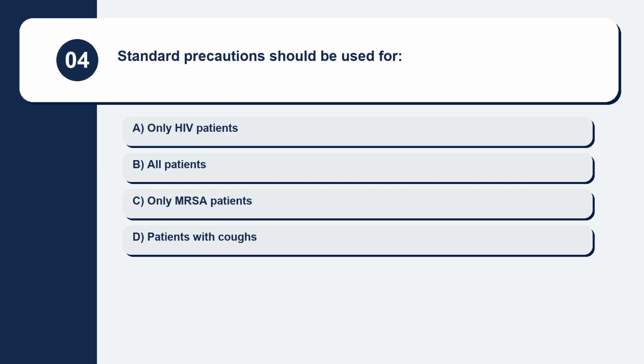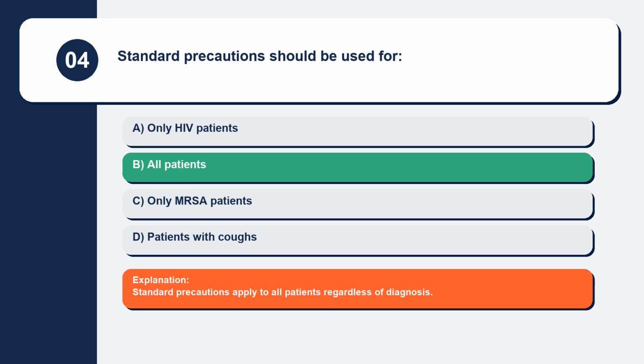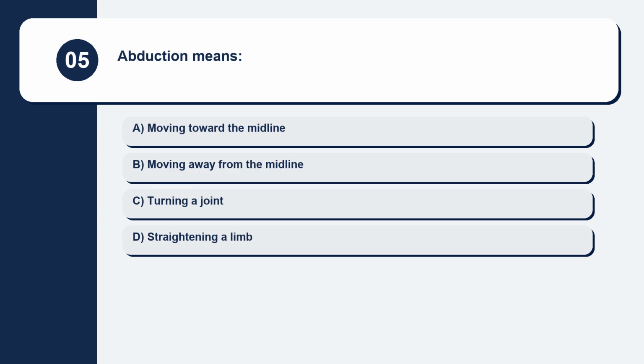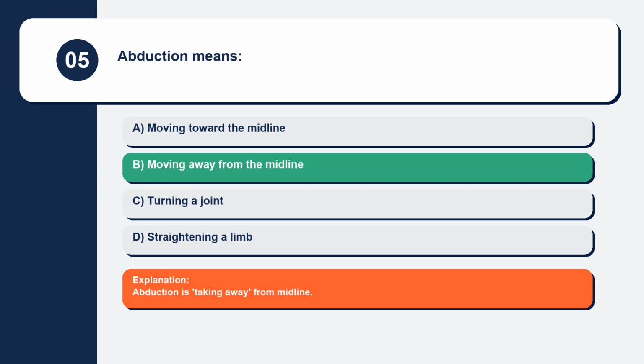Question 4. Standard precautions should be used for only HIV patients, all patients, only MRSA patients, patients with coughs. Standard precautions apply to all patients regardless of diagnosis. Question 5. Abduction means moving toward the midline, moving away from the midline, turning a joint, straightening a limb. Abduction is taking away from the midline.